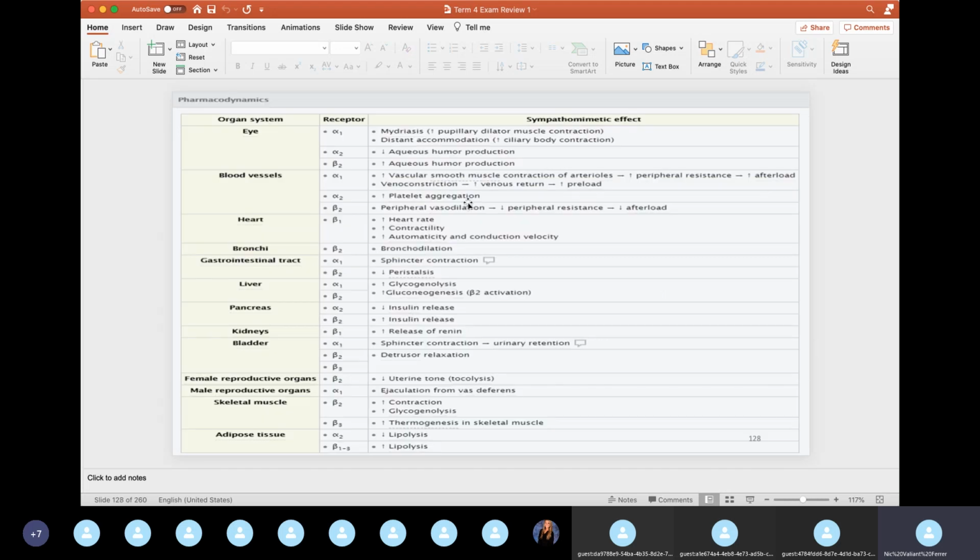Okay, do I need to know this one? The receptor and the sympatho. What's the effect for each? I think, yeah, it's high yield. So let's go over alpha 1.